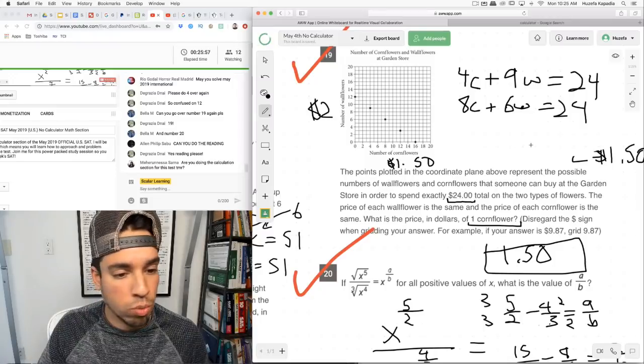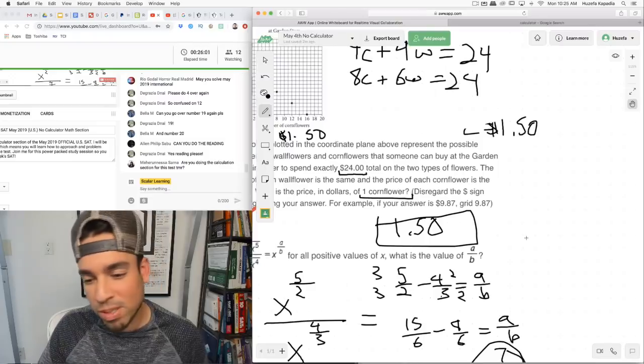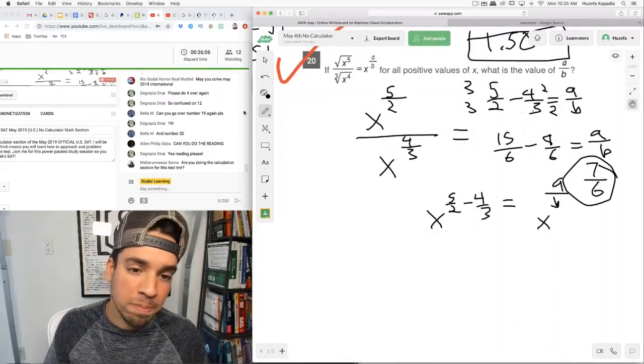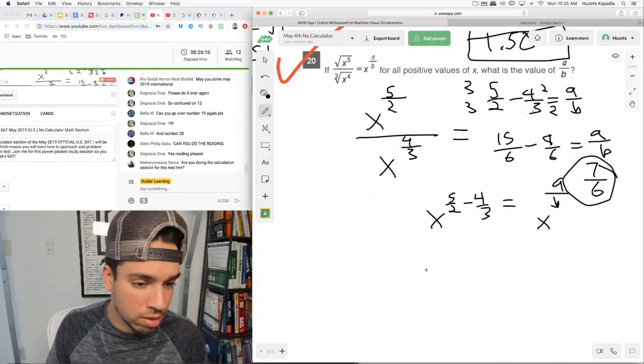And last but not least, number 20. I'm doing the calculation section tomorrow. You don't have to call me Mister, just call me by my name, Huzaifa. None of my students call me Mister. Where are you from? Mehrunessa.